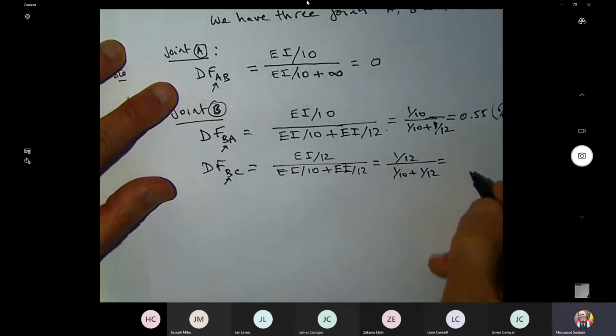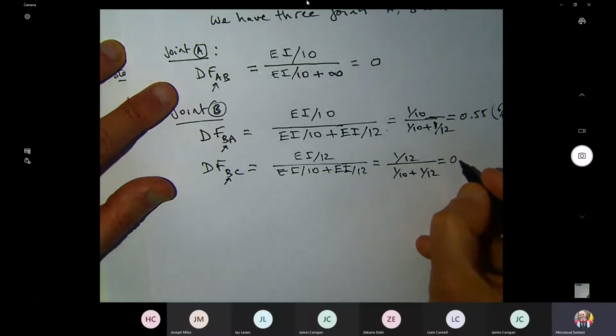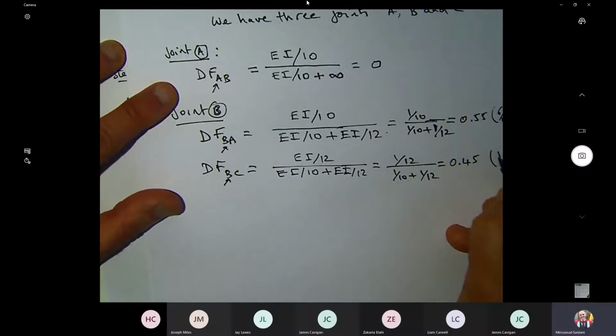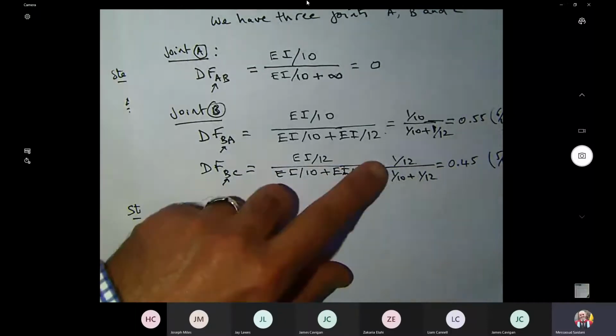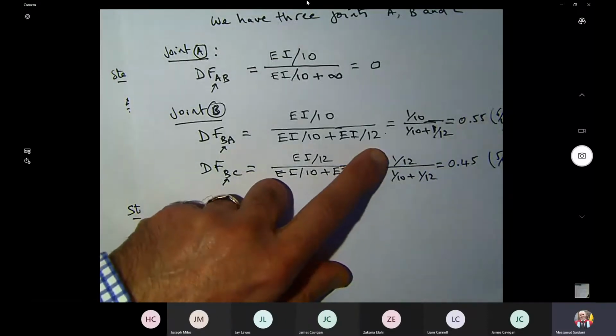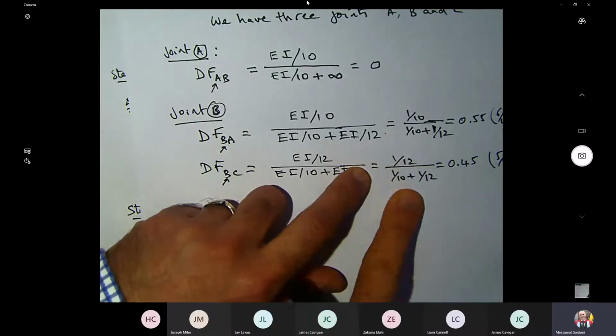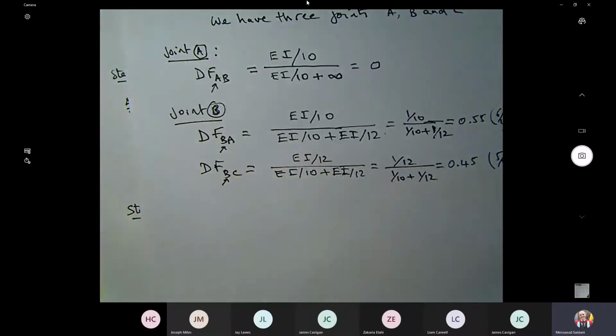Is it not 0.45? Sorry? Yeah, it will be 5 over 11. Because what you get in this case is 10 over 22. When you put it over a common denominator, you get 10 over 22, simplify, which gives you 5 over 11. What do you notice here? The sum is 1. The sum is 1, okay?